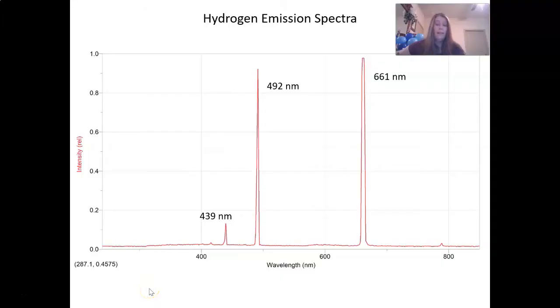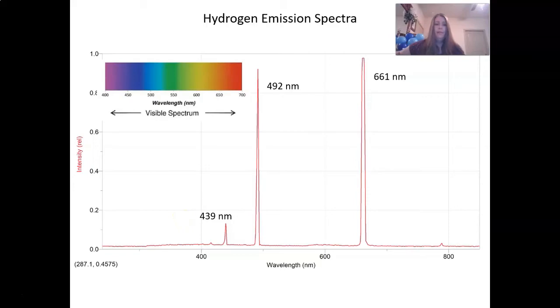This is the data that I was able to get with the UV vis spectrometer. And you can see I got 3 very clear lines. And I've given you the wavelengths that correspond to these lines. I used the Logger Pro software to isolate the specific wavelength. And let's think about what colors these would be.